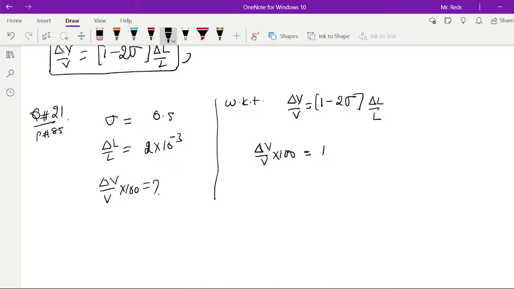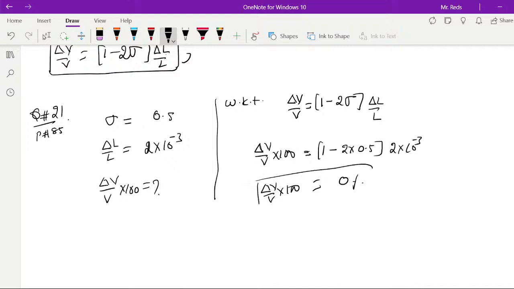is equal to 1 minus 2 into sigma, which is 0.5, into delta L by L, which is 2 into 10 to the power minus 3. So 2 into 0.5 is 1. So we get 1 minus 1, what is that? 0. So we get 0%. So delta V by V into 100 is equal to 0%. So option 1 is the right one.